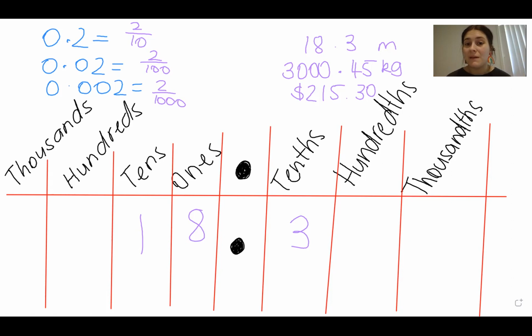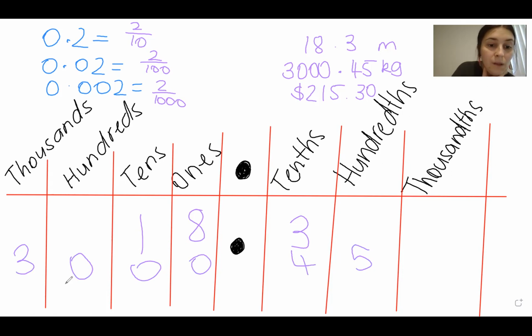If we're writing much bigger numbers, 3,000, we know that it would sit in these columns. Here, we have 3,000s, no hundreds, no tens, and no ones. Now it's saying 0.45 kilograms. So we're putting the 4 in the tenths column and the 5 in the hundredths. And the same goes if we were going to write the money amount of $215.30. We would write 2 in the hundreds, 1 in the tens, 5 in the ones. We've got our decimal point in the middle, and we're going to do 30 cents.